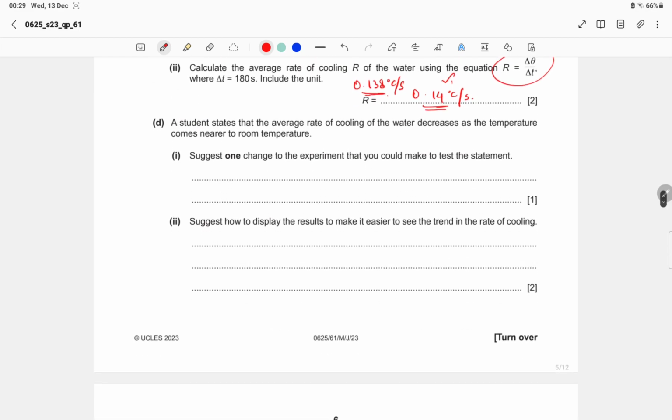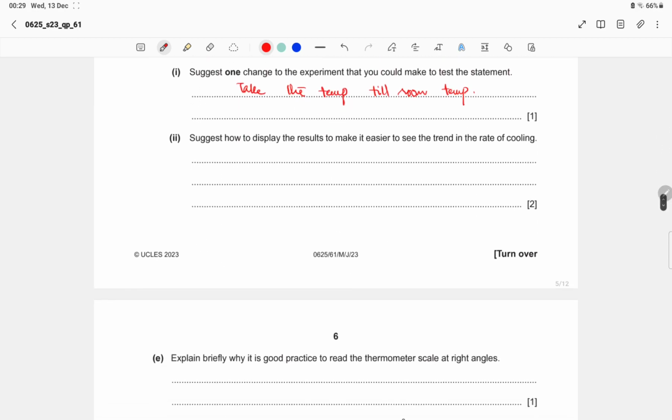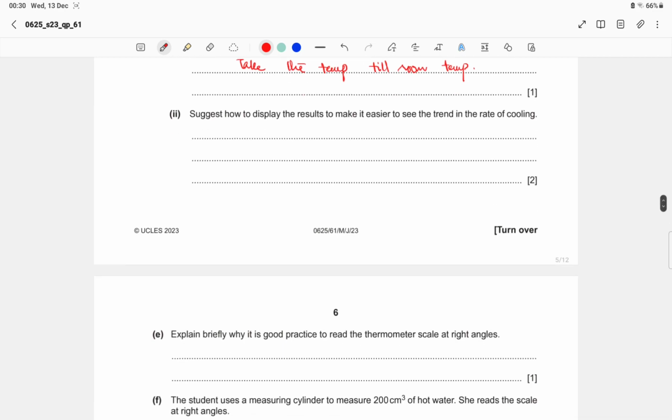The student states that the average rate of cooling of water decreases as the temperature comes to room temperature. Suggest one change to the experiment that you could make to test the statement. So we will take the temperature till room temperature. So obviously they are in thermal equilibrium. When the temperature of the liquid and the surrounding is the same, obviously there will be no change in temperature.